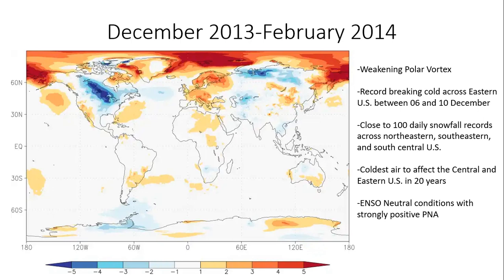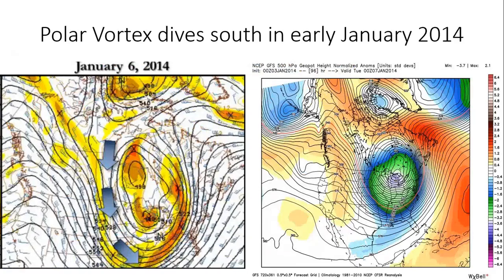So we have a very strongly positive PNA. That means we've got a huge upper level ridge over the western U.S. and western Canada with a downstream trough directing extremely cold air from the high north, specifically northern Canada, down into the Midwest and eastern U.S. This polar vortex disruption, wow, this was a good one. This was in early January of 2014.